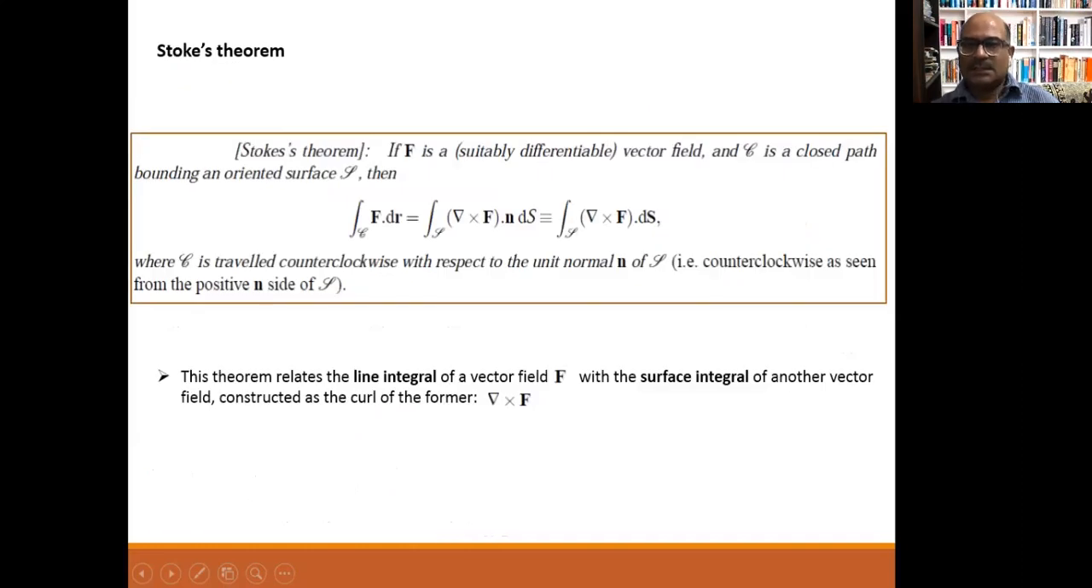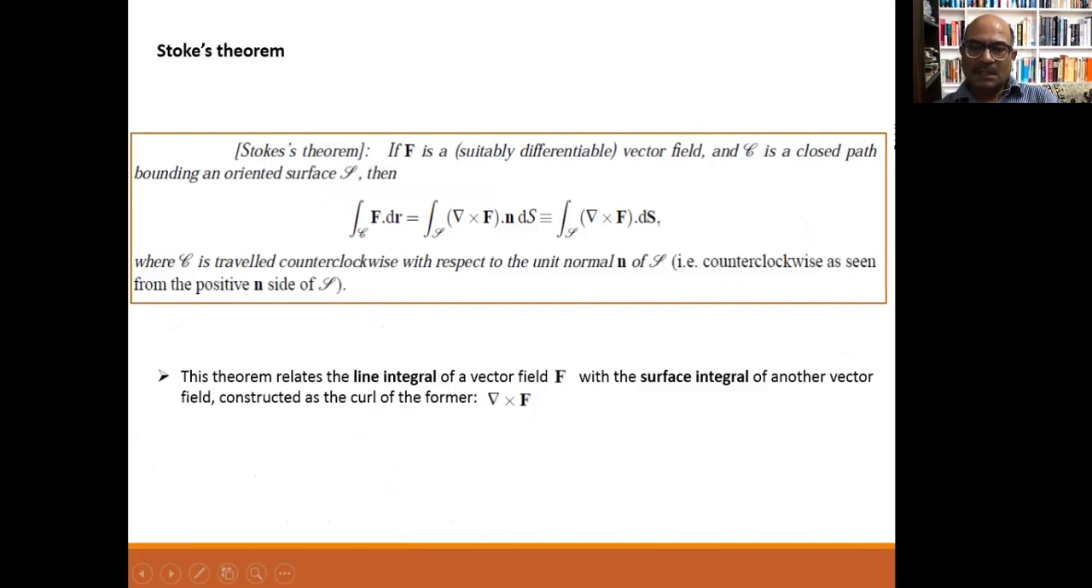And now we can see the Stokes theorem. The Stokes theorem says that if F is a suitably differentiable vector field and C is a closed path bounding an oriented surface S, then the line integral of that vector field will be equal to the surface integral of the curl of that vector field.